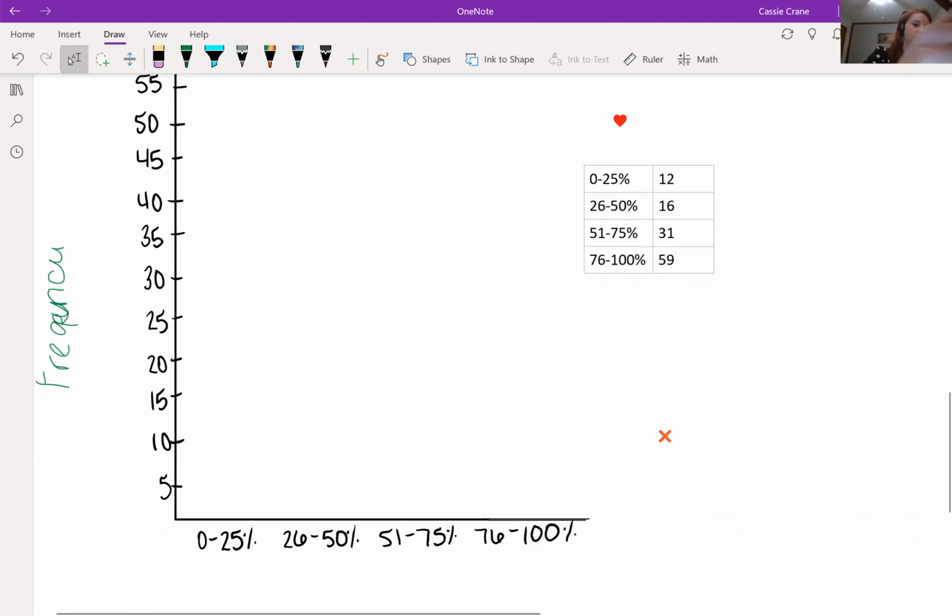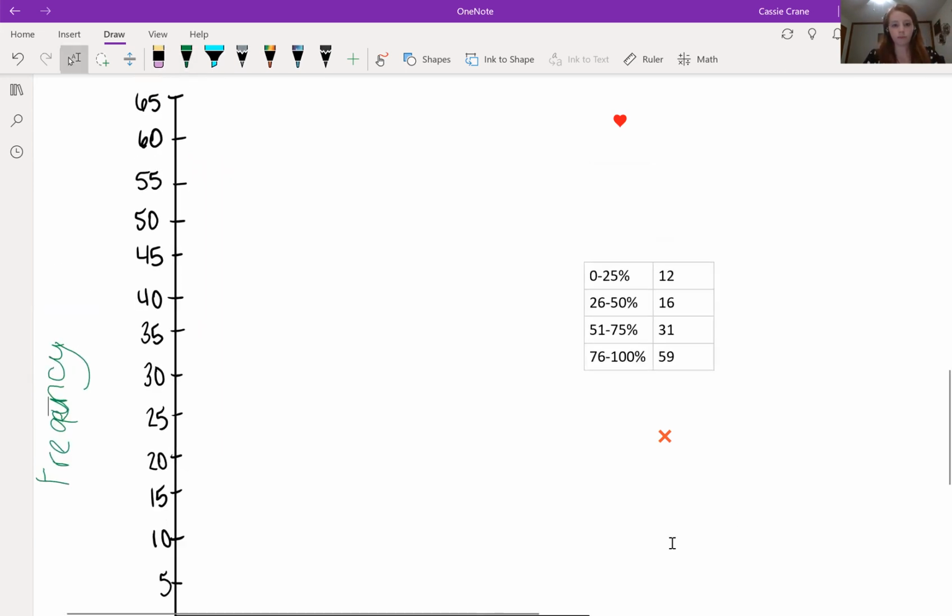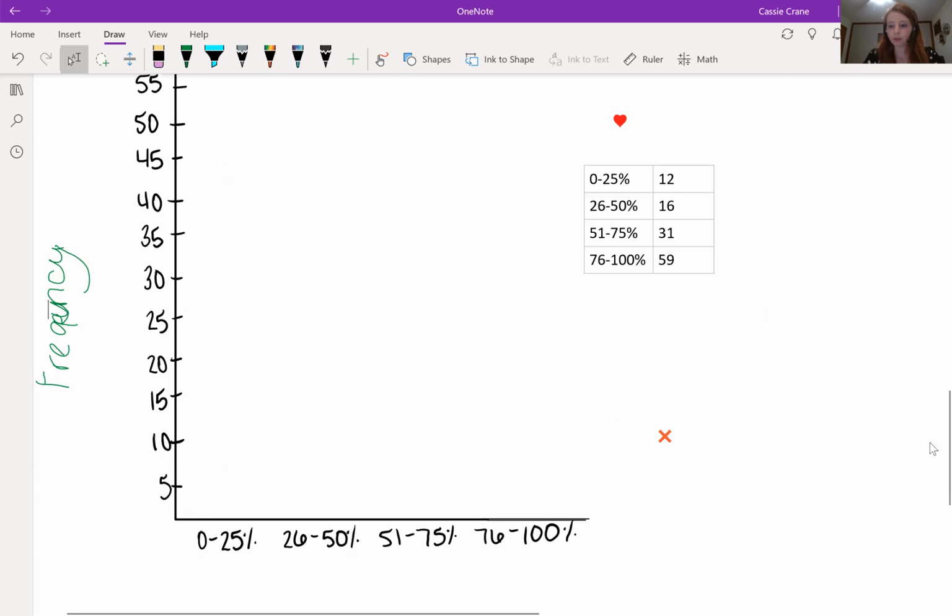Oh gosh, it's moving. It's hard to write on this one, it's sitting straight up. But anyway, that's the frequency over there.